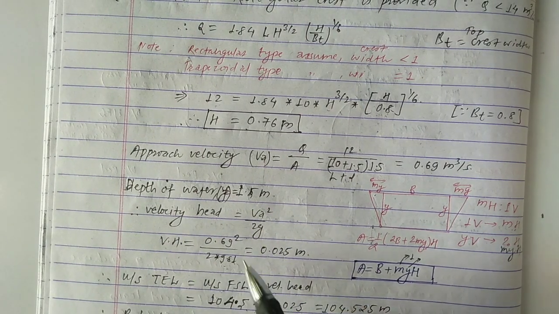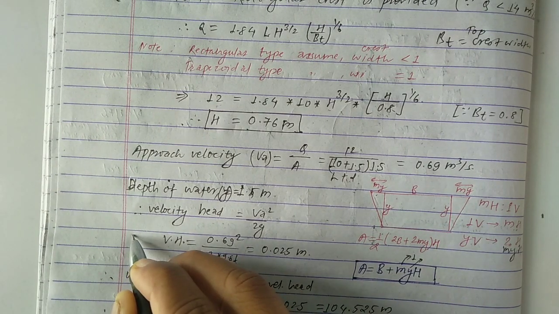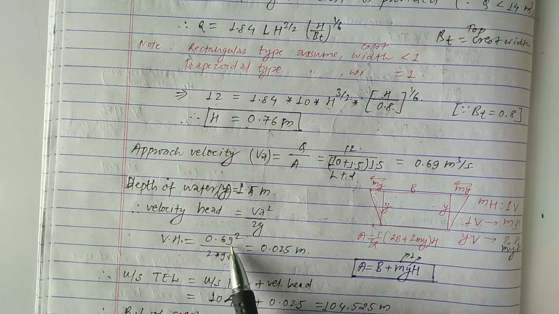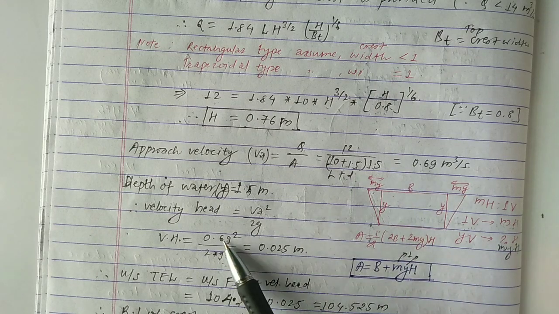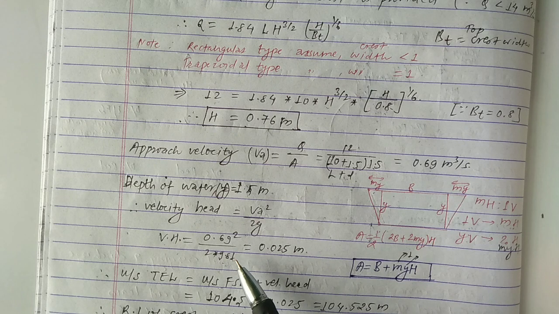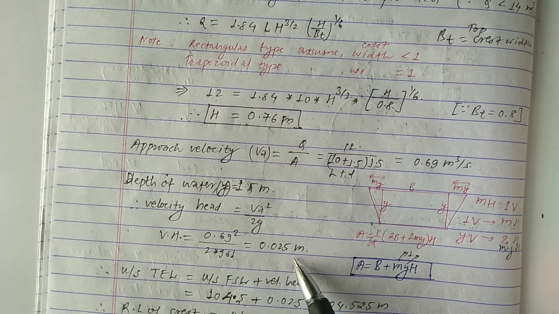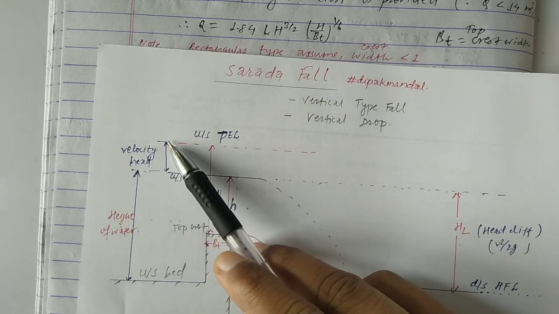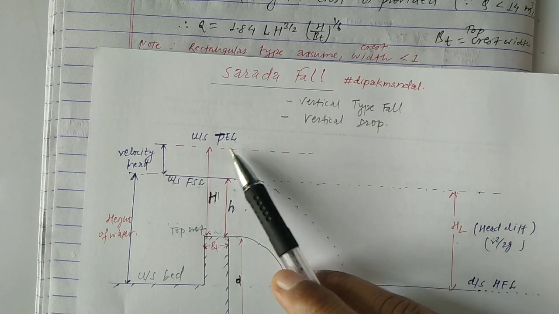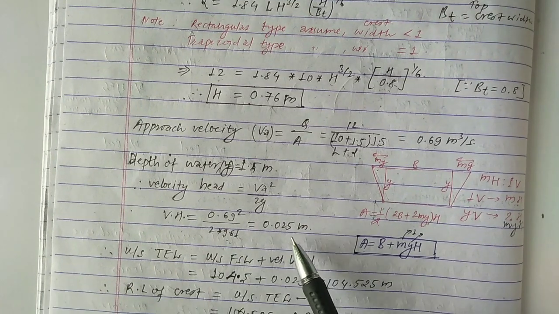So we can calculate the velocity head. Simply, the velocity head hv equals Va squared by 2g, that is 0.69 squared by 2 into g, where g equals 9.81. So the velocity head becomes 0.025 meter. In the figure, this is the velocity head, from the upstream total energy level down to the upstream full supply level, and the velocity head becomes 0.025 meter.